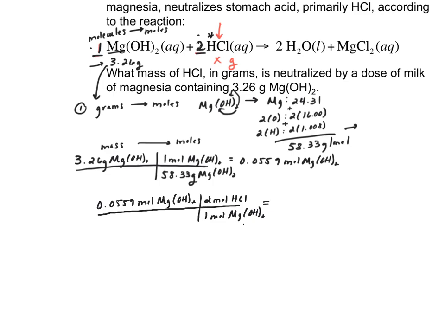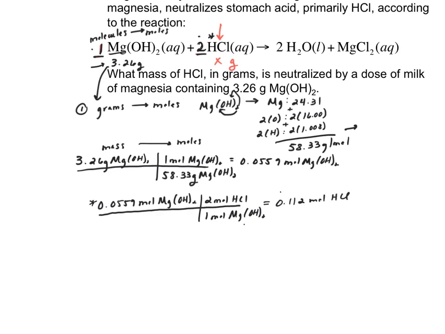So essentially, I'm going to take my 0.0559 and multiply by 2. That's going to double it, and we end up with 0.112 moles of HCl. Given this amount of magnesium hydroxide, this is the amount of HCl that I need to completely react with that.